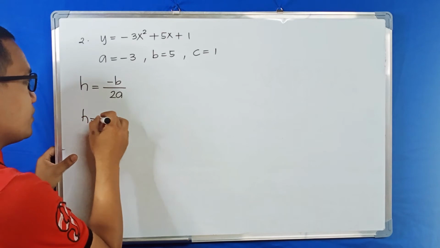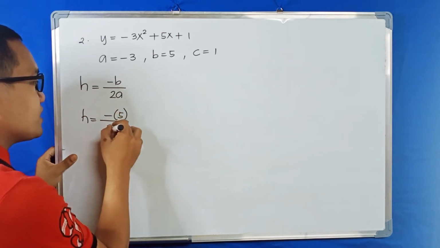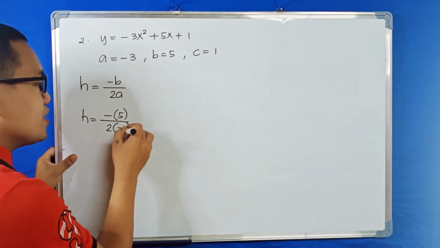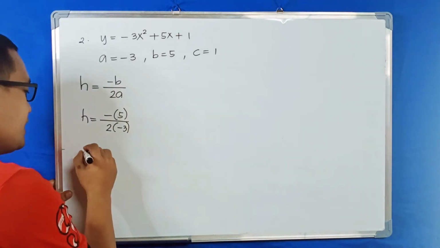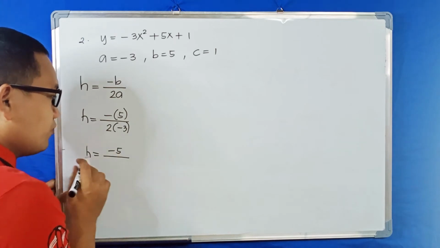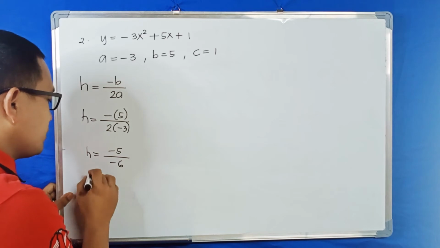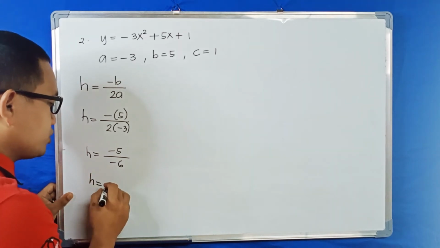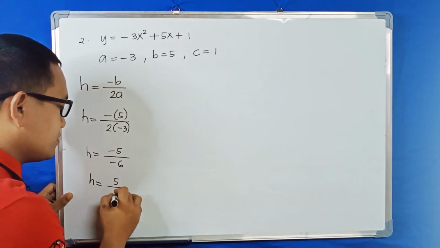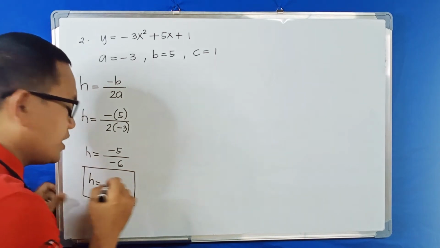H here is equal to negative, our b is 5, and of course, our a is negative 3. So to simplify, that is h is equal to negative 5 all over 2 times negative 3, we have negative 6. So h therefore is equal to 5/6. So this would be our h.